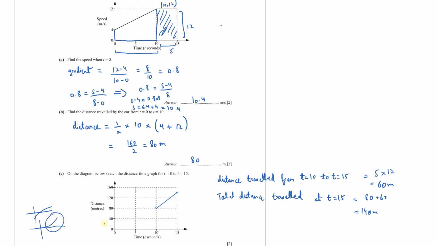So you will be drawing this curve from t equals 0 till t equals 10. So it will be somewhat like this, with an increasing gradient. So you have a curve with an increasing gradient and then a straight line between 10 and 15, because your speed is increasing from 0 to 10, but then it's constant between 10 and 15. So this is how your distance time graph will look for this question.